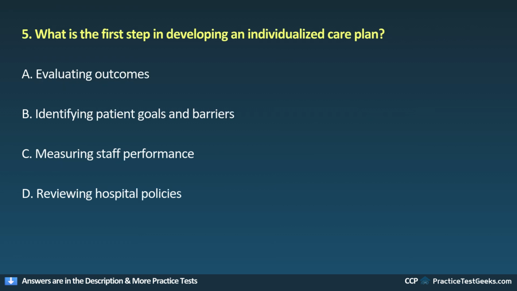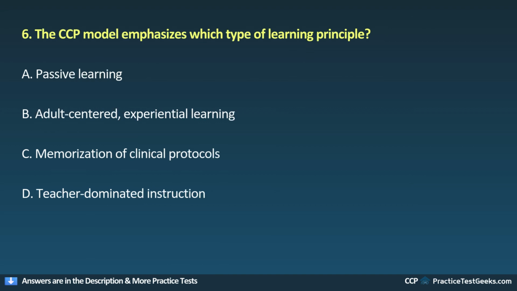5. What is the first step in developing an individualized care plan? A. Evaluating outcomes. B. Identifying patient goals and barriers. C. Measuring staff performance. D. Reviewing hospital policies.